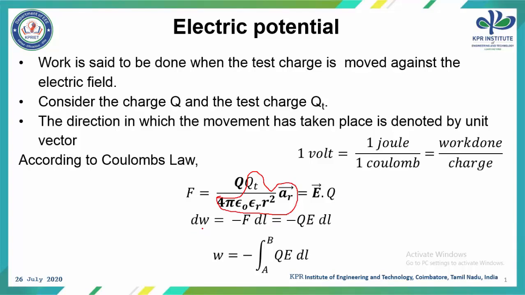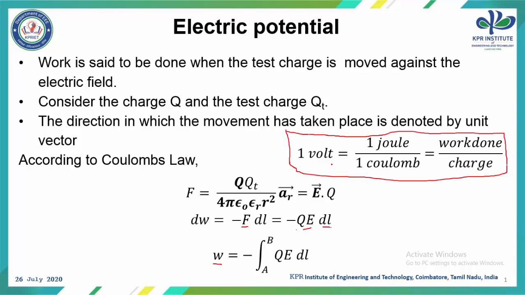Now the change in work done, dW equals minus F into dl, which is equal to minus, what is this F value? E into Q. So minus E into Q into dl. Now you want to find out the work done. Work done W equals minus integral A to B of Q into E into dl. That means we are just simply applying the integral on both sides. 1 volt equals 1 joule per 1 coulomb.